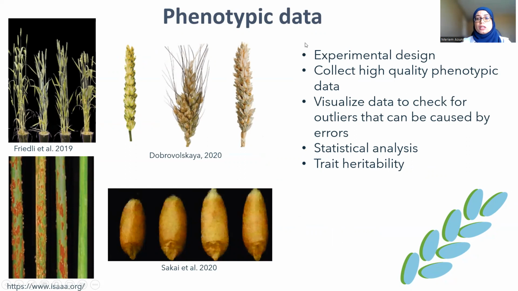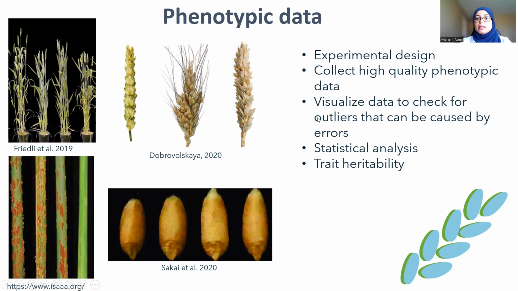So the first thing that we need to think about when doing your phenotypic data is to have an experimental design. Then collect high quality phenotypic data. This can be done using conventional methods, also high throughput phenotyping methods. And visualize your data to be able to check for outliers that sometimes can be caused by errors.